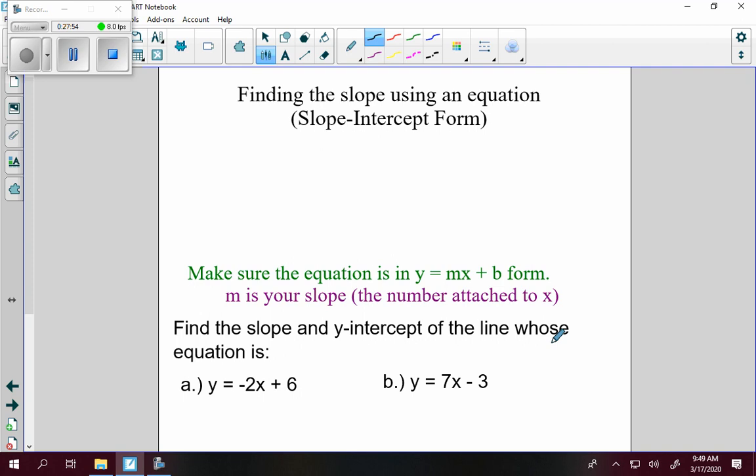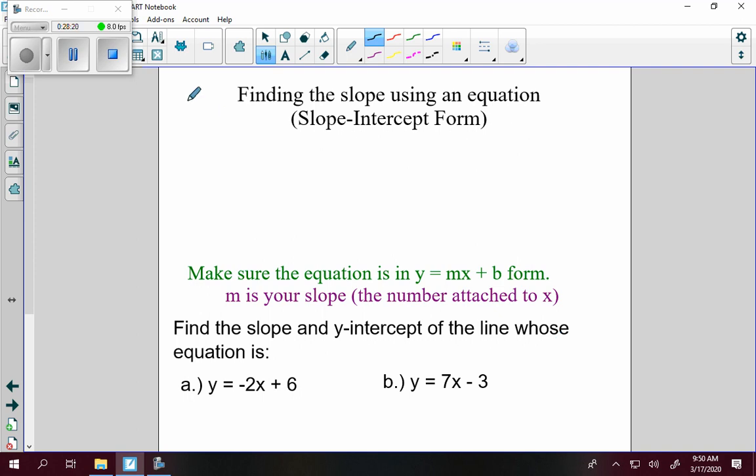The last way we're going to find slope is finding slope using an equation. We're going to make sure the equation is in y equals mx plus b form, because then m is our slope, which is the number attached to x. And if we think about it, then that b is going to be our y-intercept, which is where it crosses the y-axis.